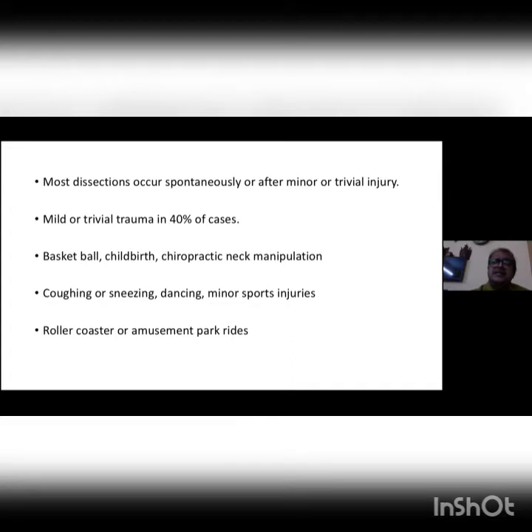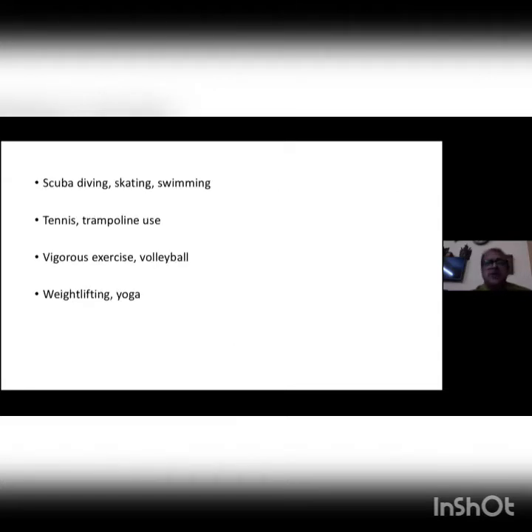Most dissections occur spontaneously or after minor or trivial injury. Mild or trivial trauma is found in 40% of cases: basketball, childbirth, chiropractic neck manipulation, coughing or sneezing, dancing, minor sport injuries, roller coaster or amusement park rides, scuba diving, skating, swimming, tennis, trampoline use, vigorous exercise, volleyball playing, weightlifting, and occasionally yoga. All these things can produce dissection.